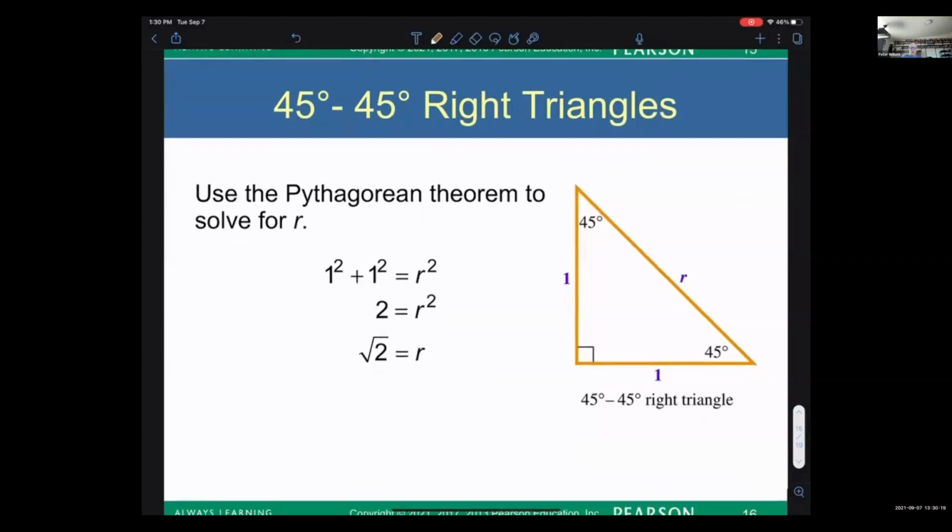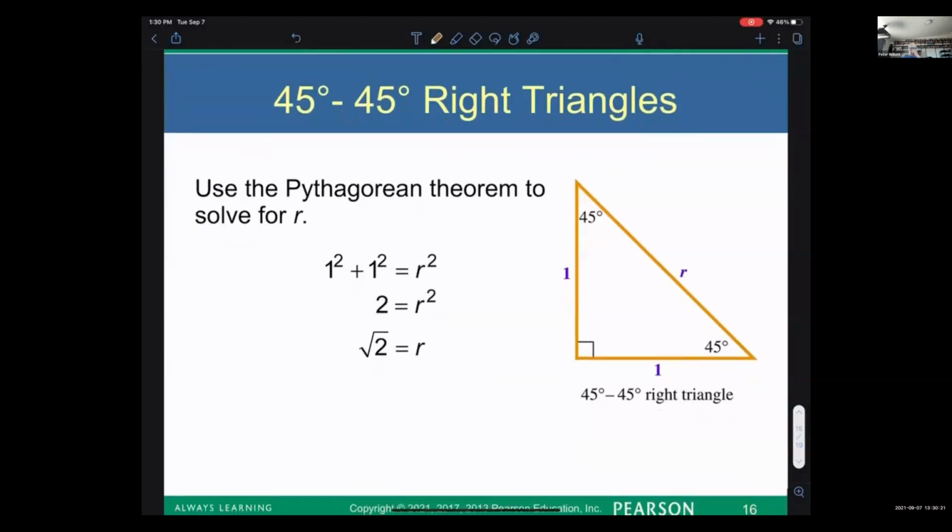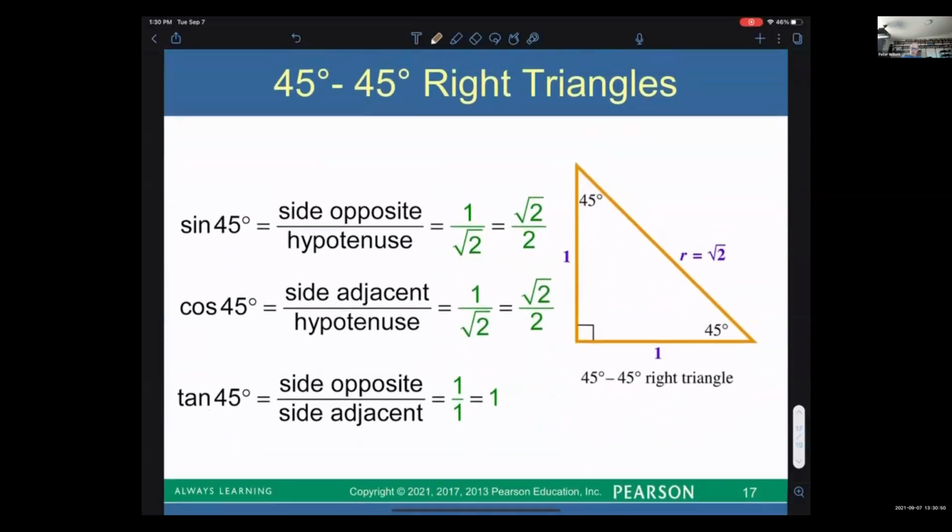So the next triangle, as I was just discussing, is one in which both of the angles are exactly the same, 45 degrees. And therefore the sides opposite those angles, due to that symmetry, will also be the same. And so if we set those sides to be of length 1, then we could figure out, as they show here, that r is the square root of 2. And then we can do the 6 trigonometric functions for 45 degrees. So they do that here.